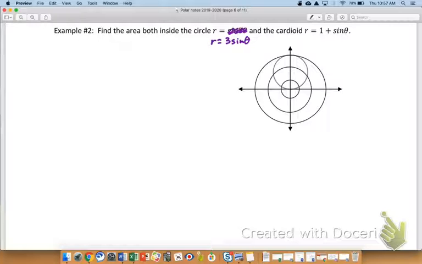Then for my theta max, is it just 2 pi? My window? Wait, are we in degree? I think, let's see here. So for the cardioid, you're going to need 0 to 2 pi. For the circle, I think you can actually get away with just 0 to pi. So what do I do for my window? I do 0 to 2 pi.